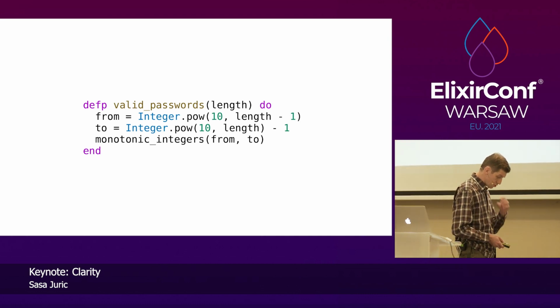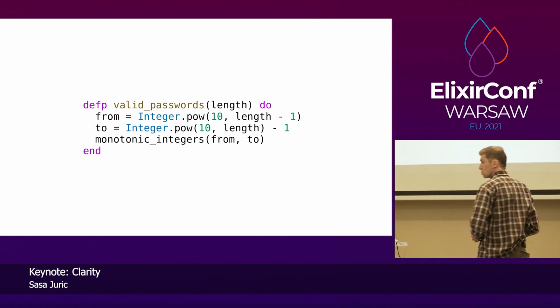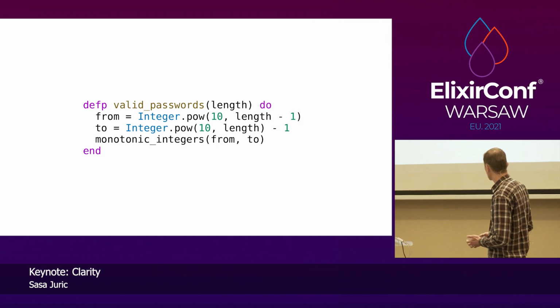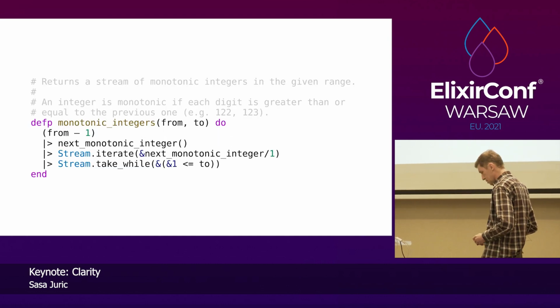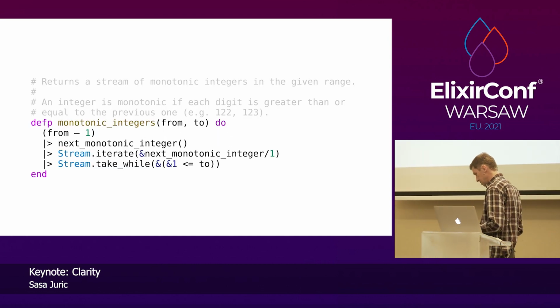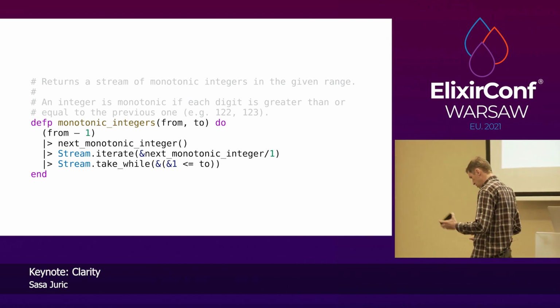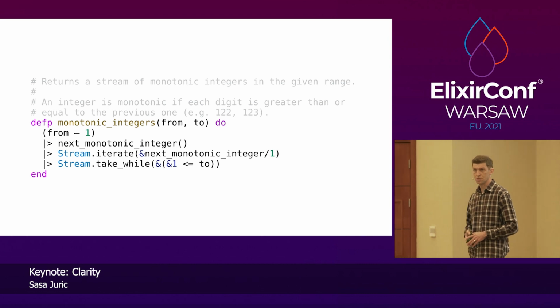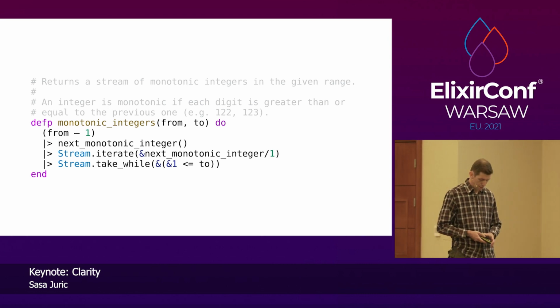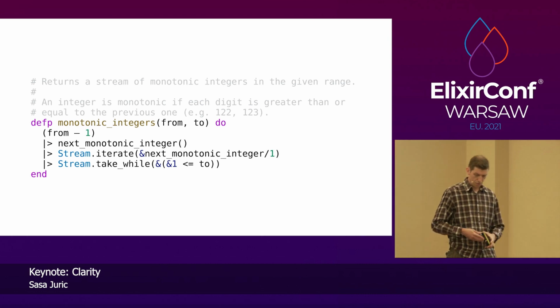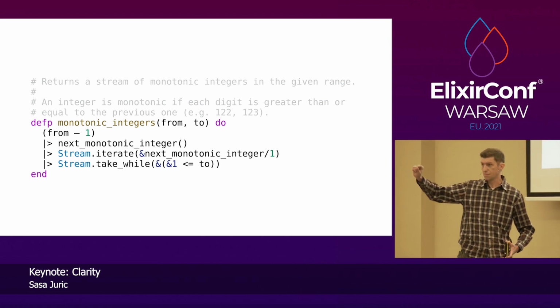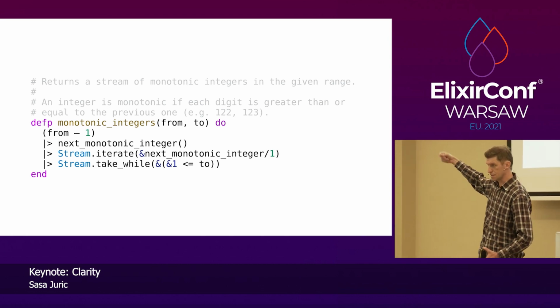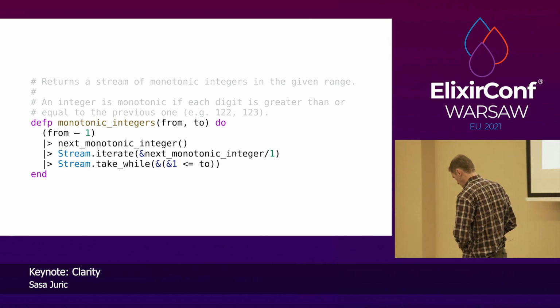So what are monotonic integers, you may wonder? Like we could Google it, or we could try to figure it out from the code, but the author was considerate enough to summarize that it is an integer where each digit is greater than or equal to the previous one, so 122, 123, but not 121, for example. How do we find these integers? I start just below the lower bound, and I find the next monotonic integer, and the next, and the next, and the next, as long as I don't exceed the upper bound.